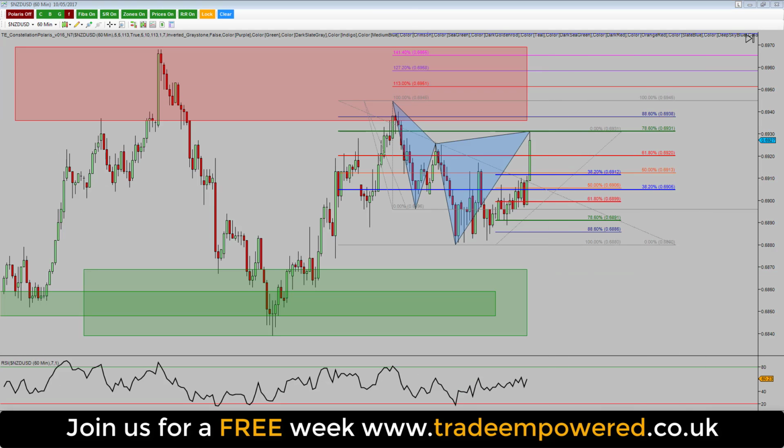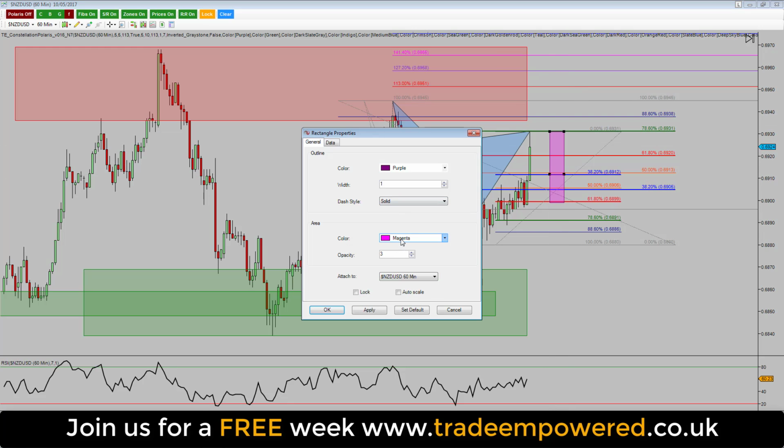Just been filled on this Cypher pattern at 69.29. Front running my orders by a couple of pips. You can see targets are now put in. I've got my targets at the 382 and the target 2 at 618. So I'll be taking half my position off here.